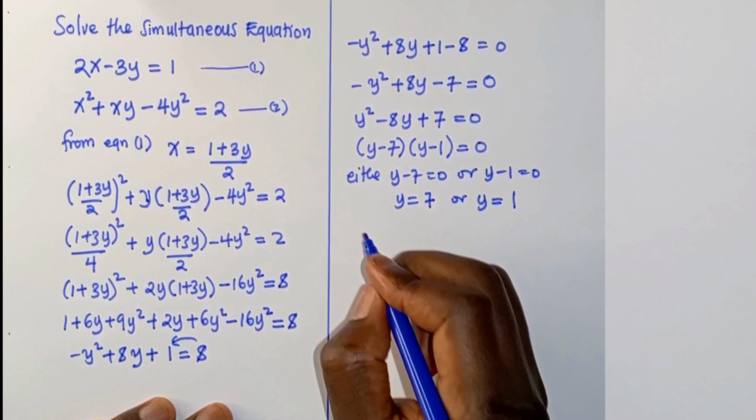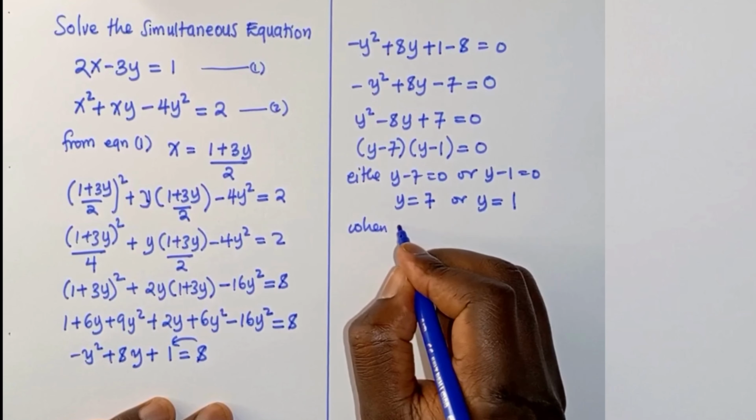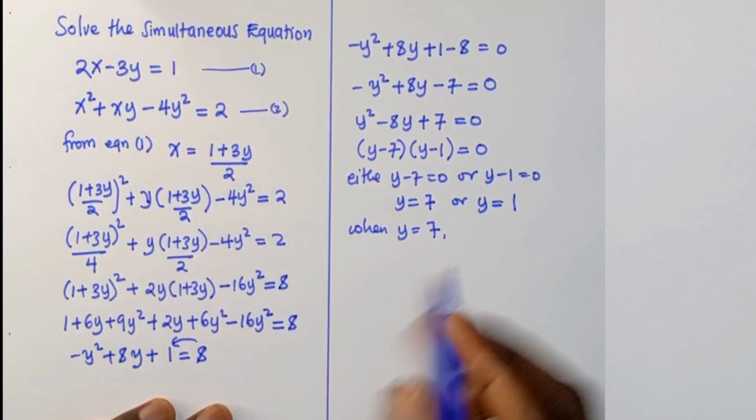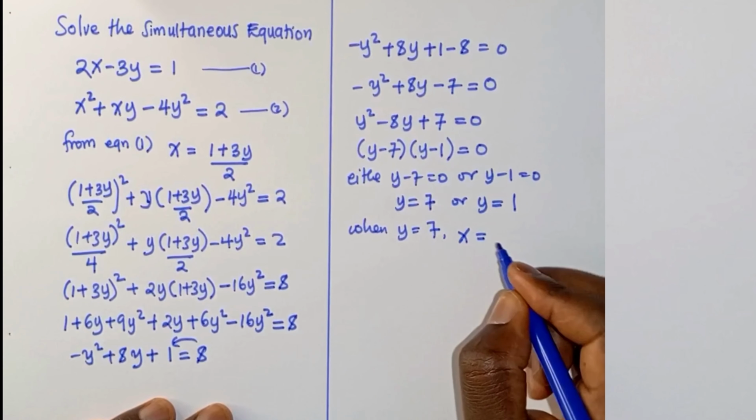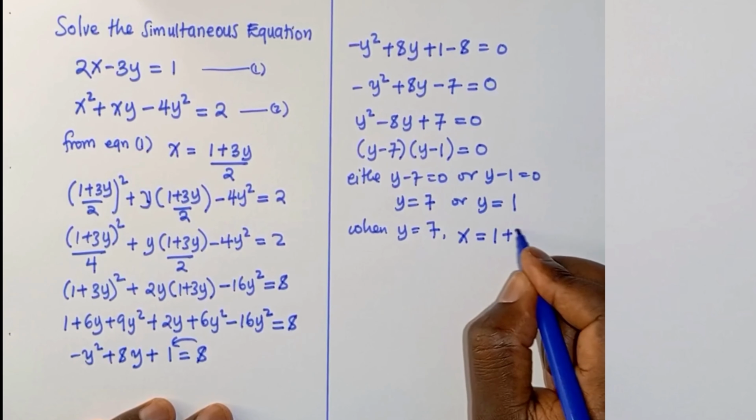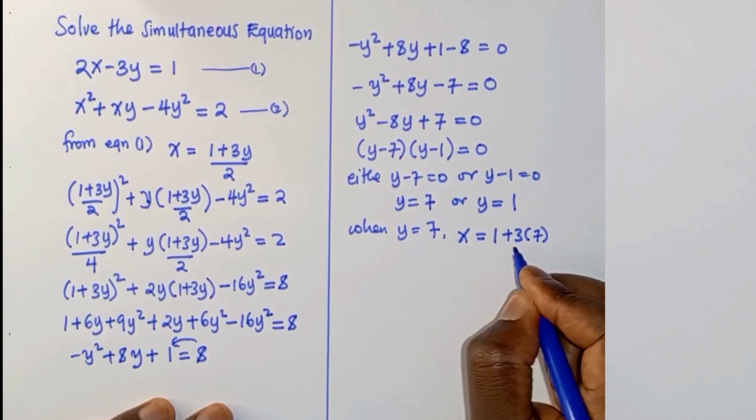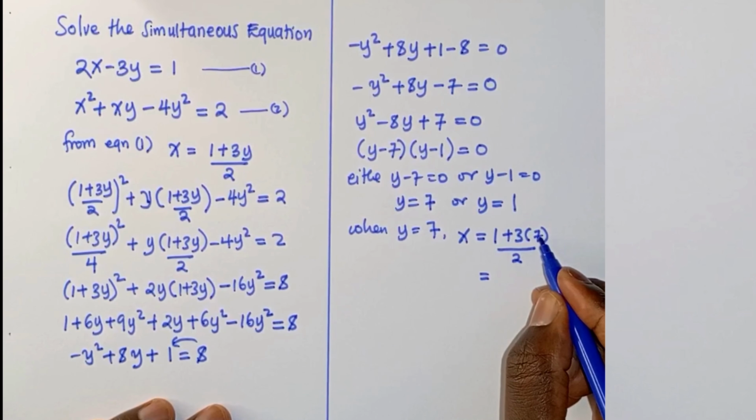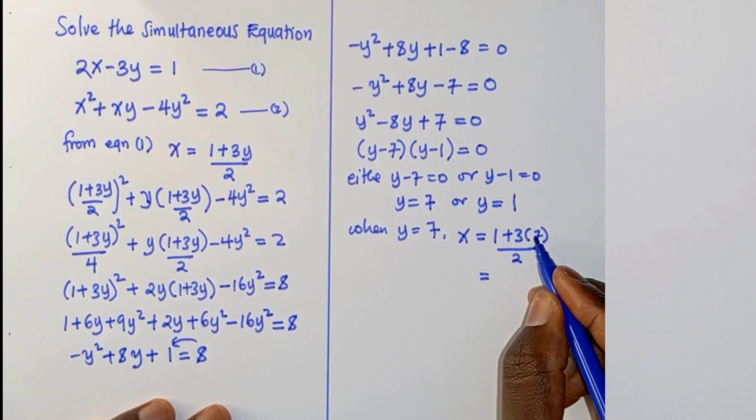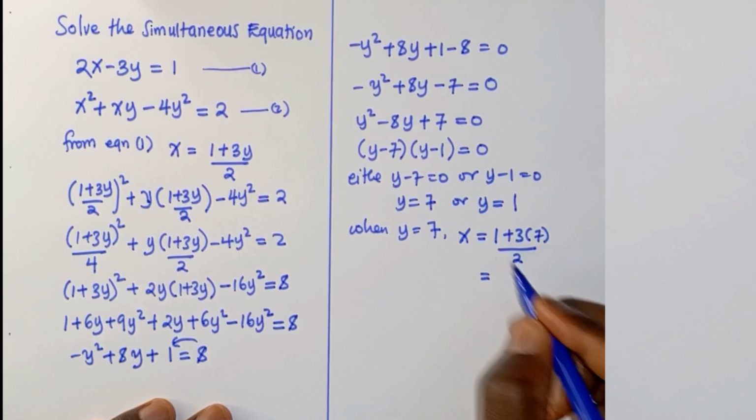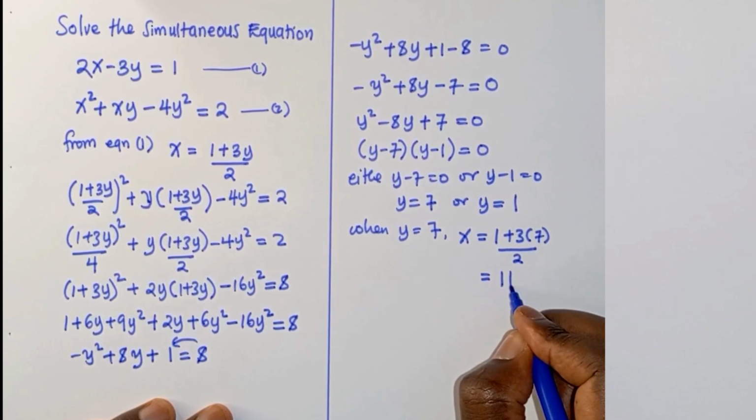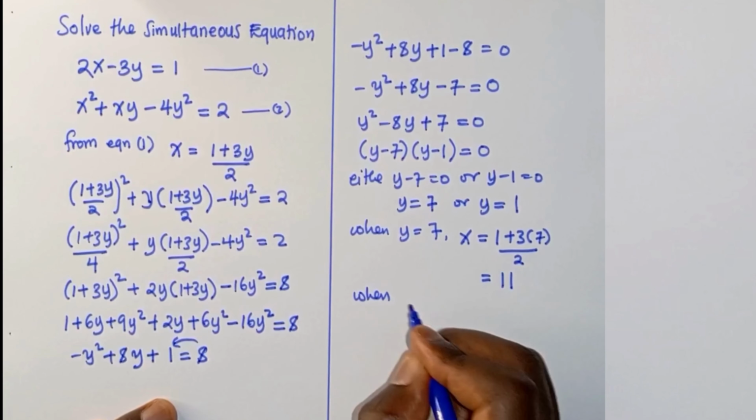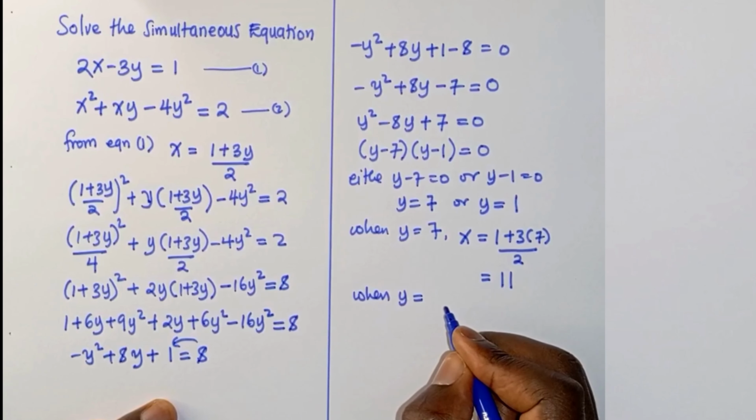Now when I get y, I go ahead and say when y is equal to 7, I get the corresponding value of x. So my x is equal to (1 plus 3 into 7) out of 2. So 1 plus 3 times 7, we have 21 plus 1, which is 22, out of 2, we have it as 11.